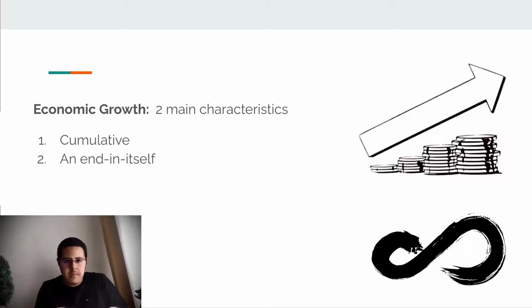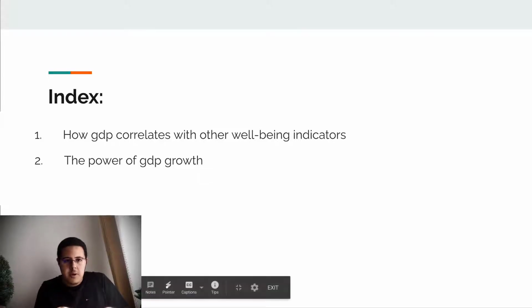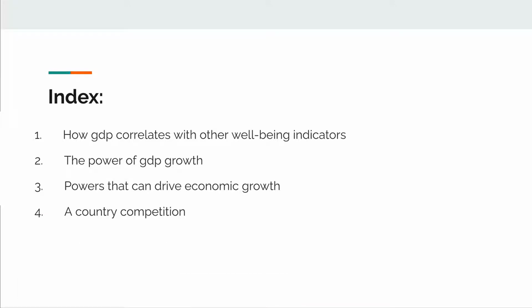To do that, we're going to divide our presentation into 5 parts. So first, we're going to talk about how GDP correlates with other well-being indicators. Then we're going to discuss the power of GDP growth, factors that can drive economic growth, a country comparison, and finally a quick word about convergence.